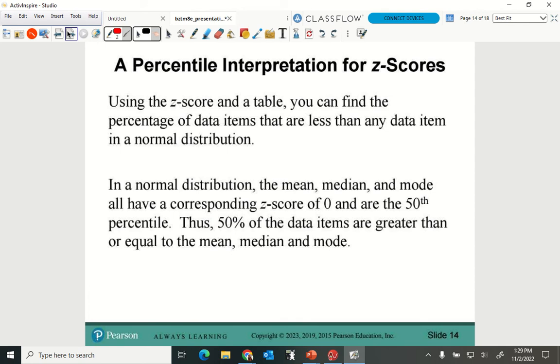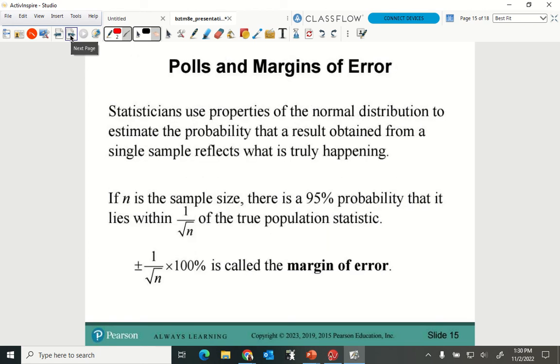With a z-score and a table, you can find the percentage. Actually, I think we deal with this next unit. Yes, next unit we actually do the tables. Statisticians use properties of the normal distribution to estimate the probability that a result obtained from a single sample reflects what is truly happening.